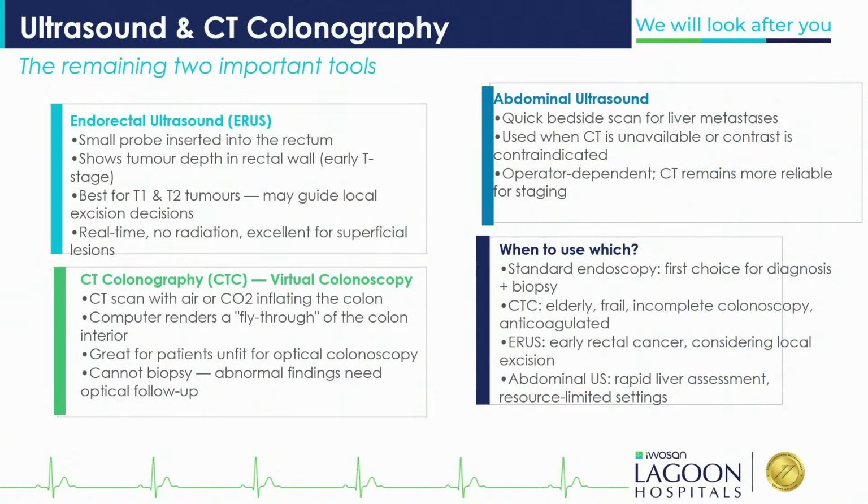So I talked earlier about the ultrasound and the CT colonography. So the endorectal ultrasound, it's basically a really thin probe, something we call very high frequency, that can also show us the walls of the mucosa, of the rectum rather, but we can only use it for T1 and T2 tumors. The abdominal ultrasound scan is really just to look for liver metastasis. You can't really tell us much more about that. But one of the advantages is that it can be done at the bedside.